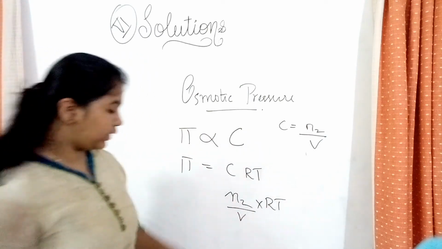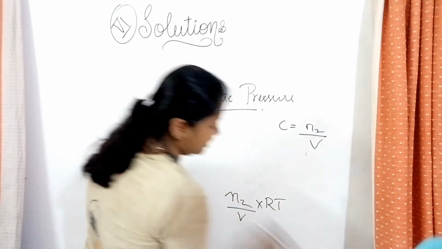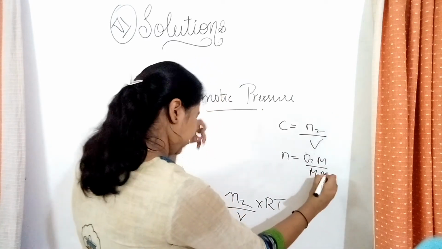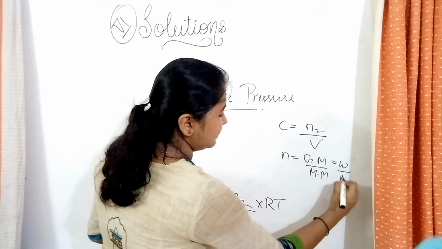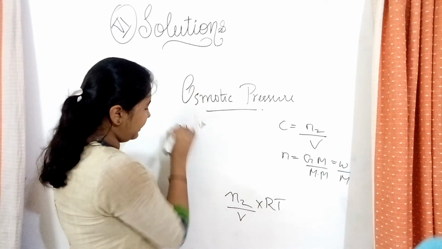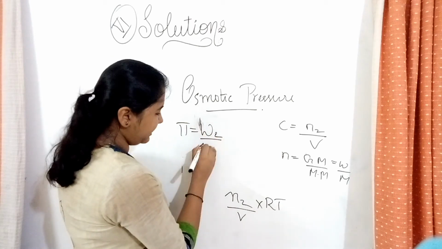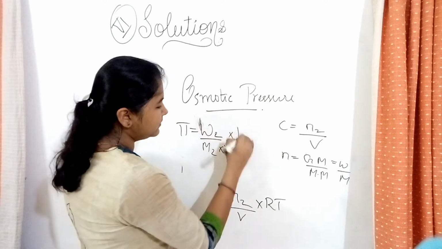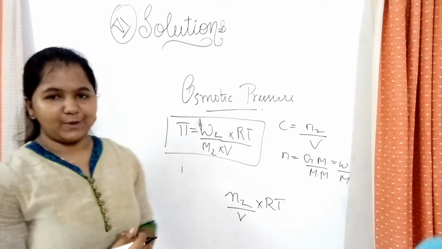Now we know how to calculate the number of moles. Number of moles is equal to given mass divided by molar mass. You represent given mass as W and molar mass as M. So n2 is equal to W2 by M2. So pi is equal to W2 divided by M2 into V into RT. So this is our equation for osmotic pressure.